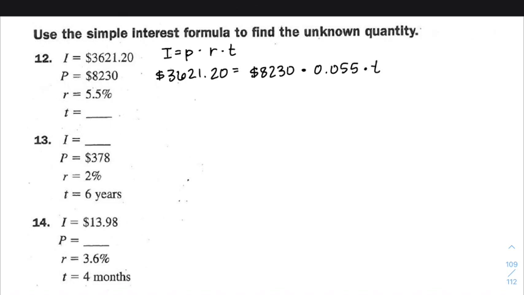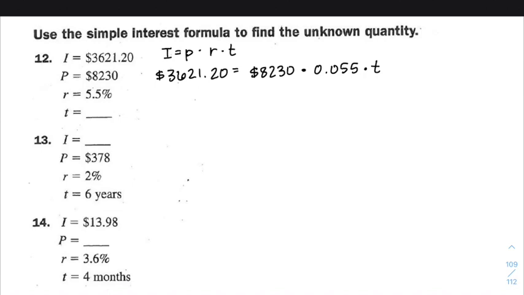On number 12, we're solving for the amount of time. Again, I'm going to start by writing down my simple interest formula. The interest is $3,621.20. The principal is $8,230. And the rate is 5.5%. In decimal form, that's 0.055. I don't know my time, so I'm going to leave my variable t in my formula.